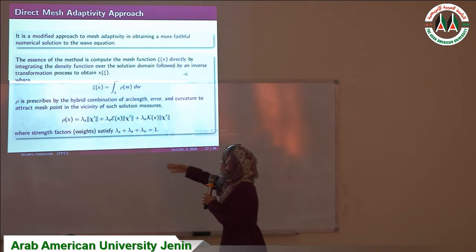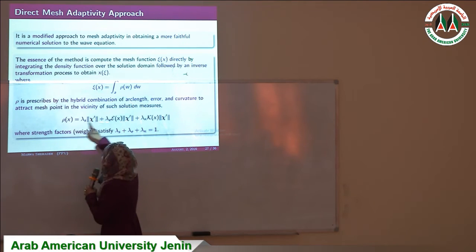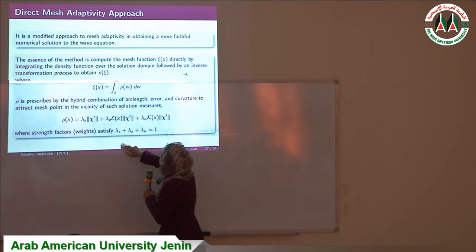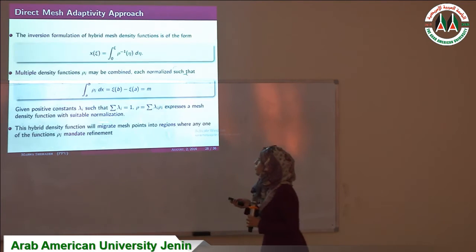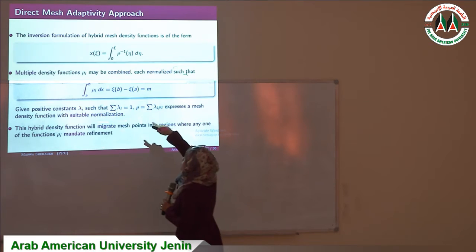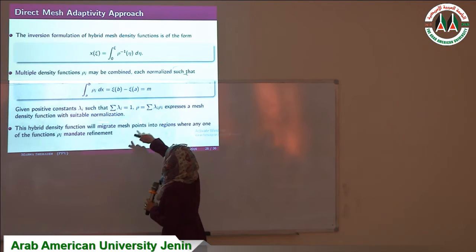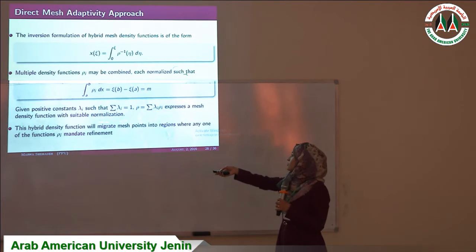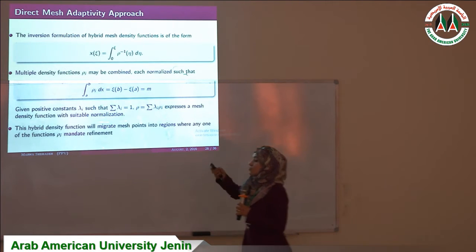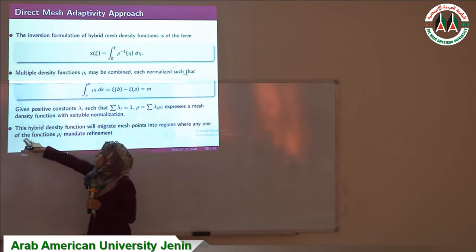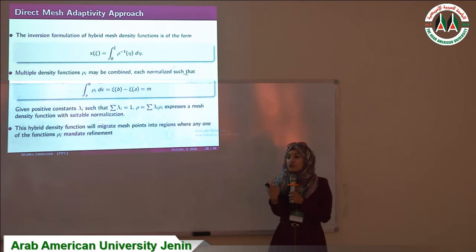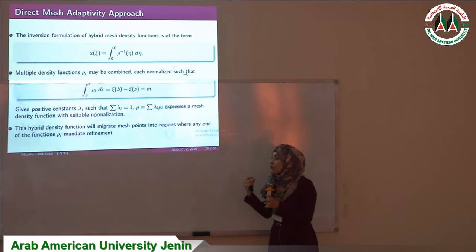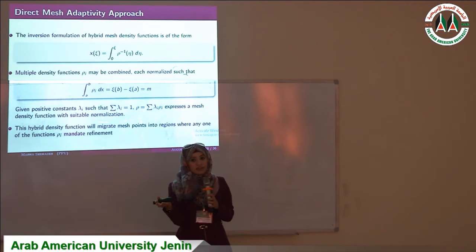So we consider the density function as previously. This is the weight length, the weights. This is the inverse transformation or formulation. This is the normalization we use in our computations. But I will make a simple note here: the density function will migrate mesh points into regions where the function ρ mandates refinement.